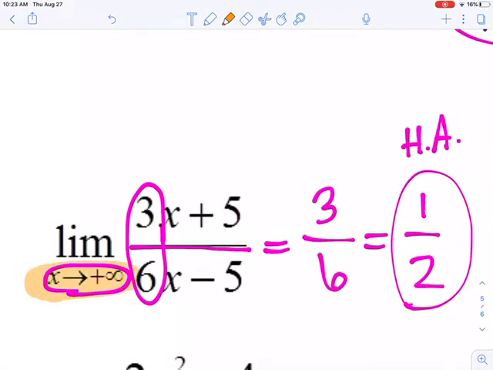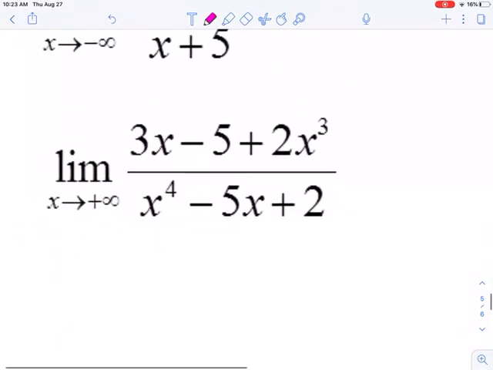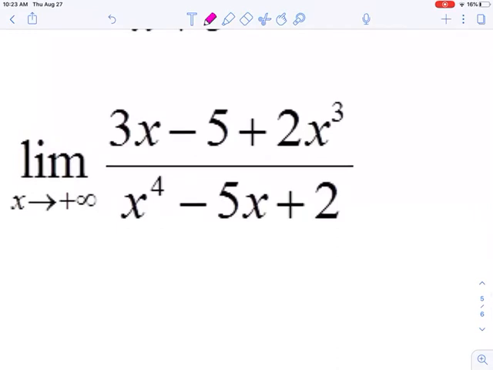If the degrees are the same, then our horizontal asymptote is the ratio of the leading coefficients. But I'm only identifying the horizontal asymptote because we have a limit towards infinity. Okay, go ahead and write this one down.